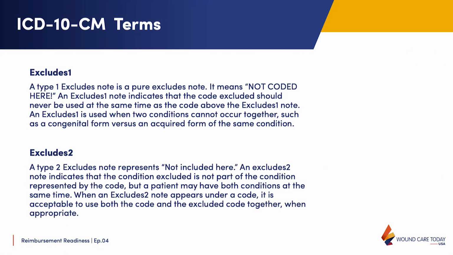Excludes 2 notes mean that it's not included here. An excludes 2 note indicates that the condition excluded is not part of the condition that is represented by the code, but a patient may have both conditions at the same time. So when you have an excludes 2 note under a code, it's acceptable to use both the code and the excluded code together when it's appropriate.